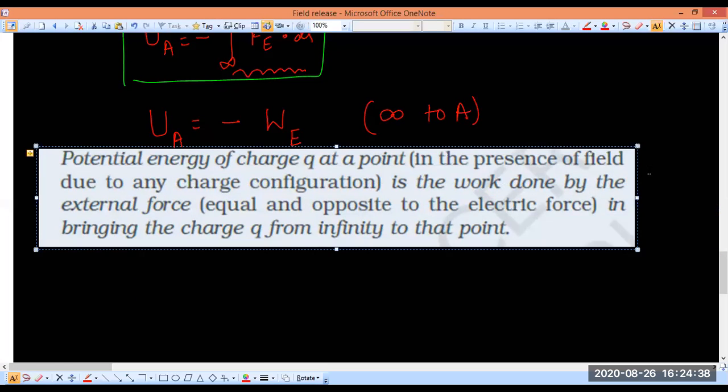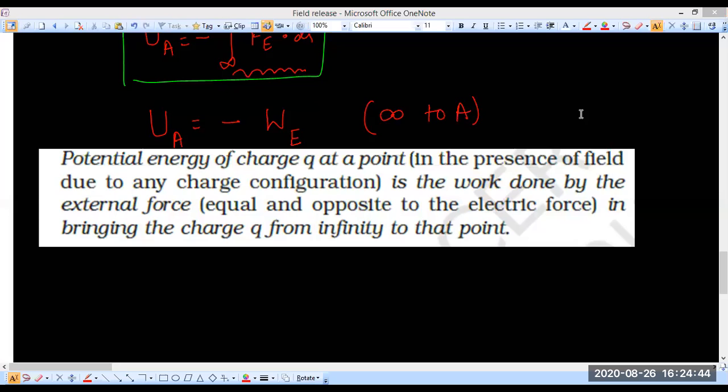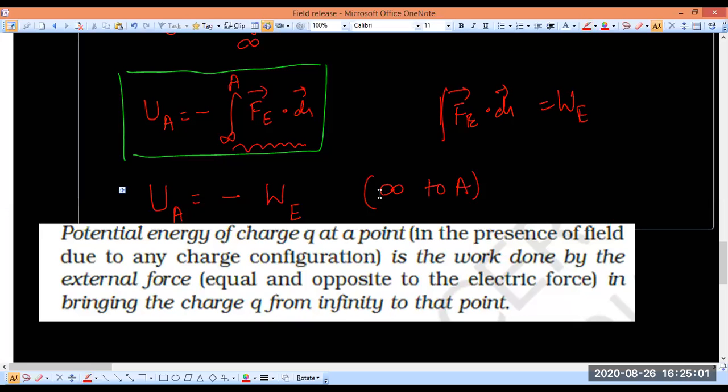So this is it. Let's read it. You didn't understand this. Harsh, what did you not understand? The integration of F_e vector dot dr vector is work done by electric field. So that's why I've written W_E instead of that. Okay, that's it. Nothing special.